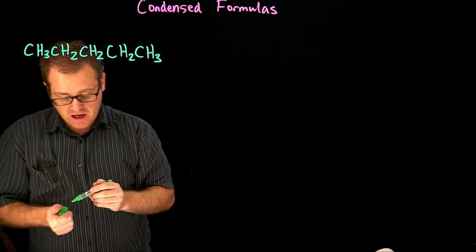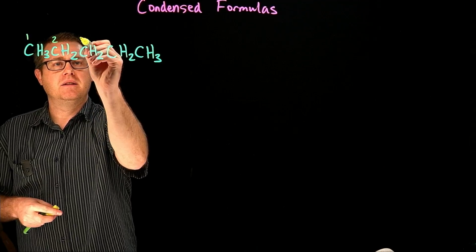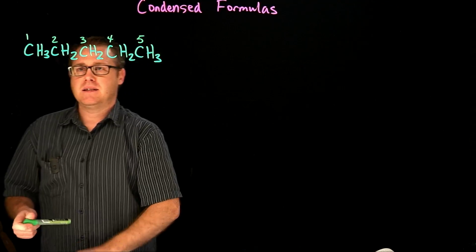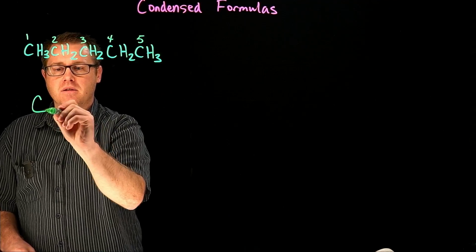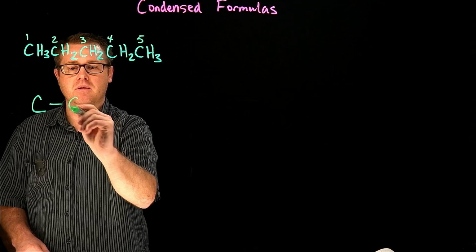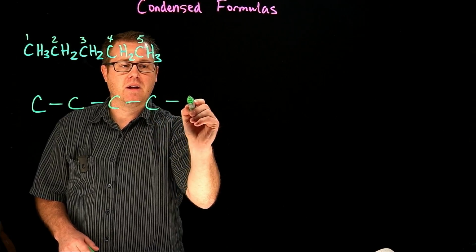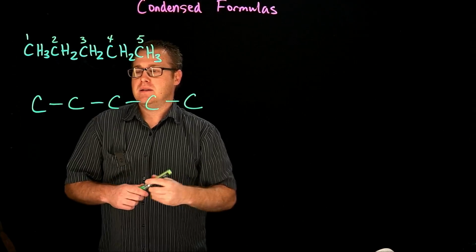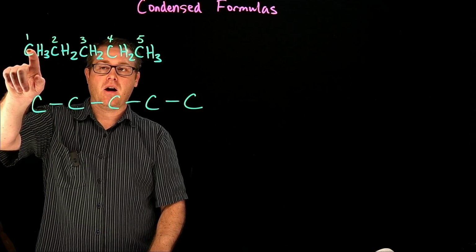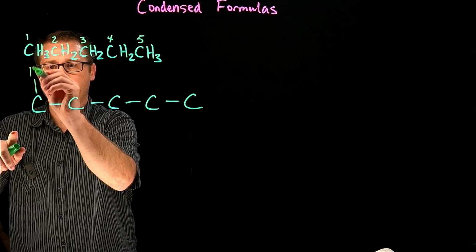So if I number these carbons, often a good idea to label them, I see I need carbon 1 bound to carbon 2, and carbon 2 is bound to carbon 3, 4, and 5. Now this carbon right here that I'm pointing to is carbon 1. And I also see that there are 3 hydrogens attached to carbon 1. So I draw those in.